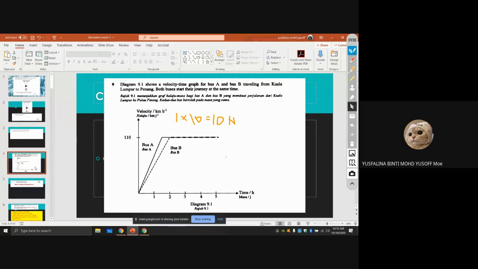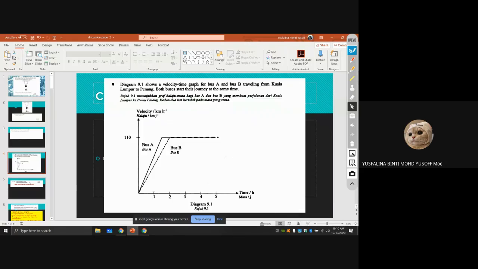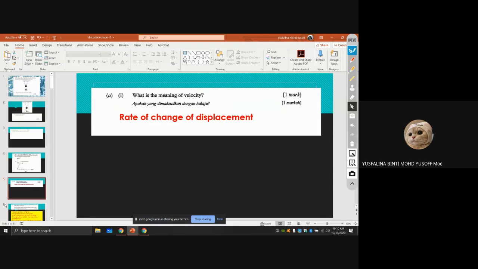Next one. Diagram 9.1 shows a velocity-time graph for bus A and bus B, traveling from Kuala Lumpur to Penang. Both buses start their journey at the same time. It says here, what is the meaning of velocity? Velocity is the rate of change of displacement. So this is the first question.